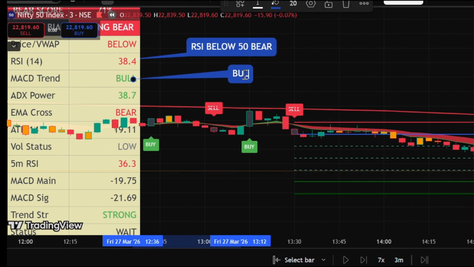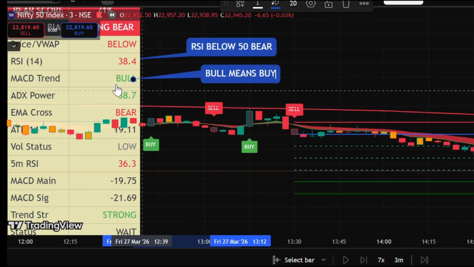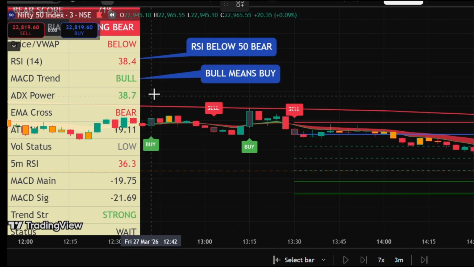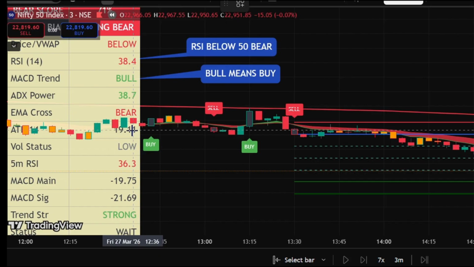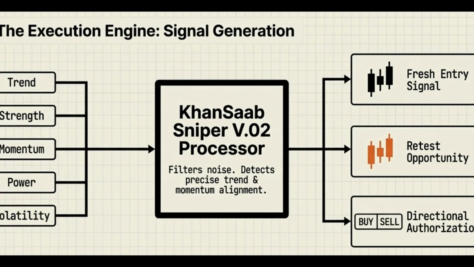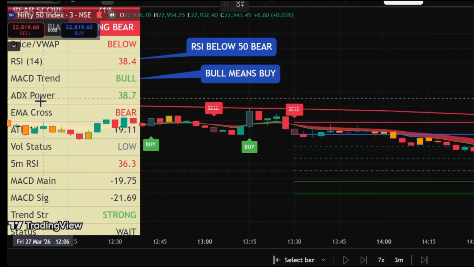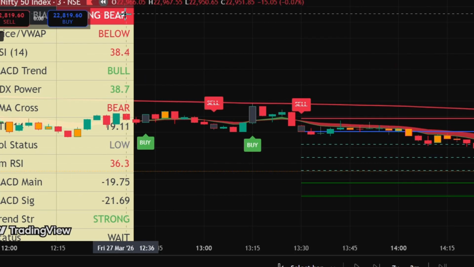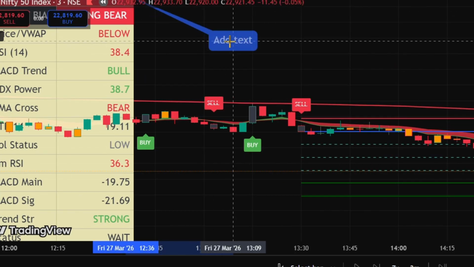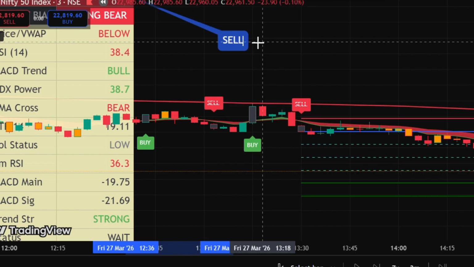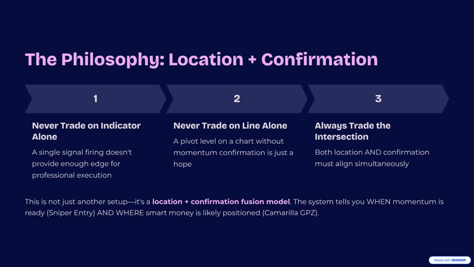ADX tells you if the trend is even worth trading. No trend, no trade. ATR is your risk manager. It adapts your stop loss to volatility. The system gives you visual signals: black candle, fresh entry; orange, retest; buy-sell labels. But here's what most traders ignore: the dashboard. This is not decoration. This is your filter. Bull score above 60%? Only buy. Bear dominance? Only sell.